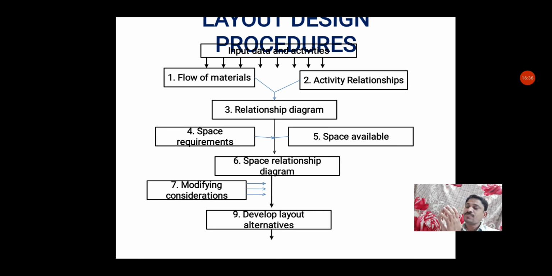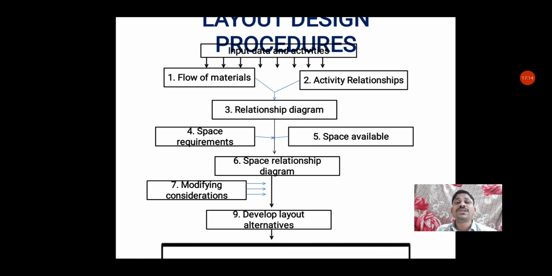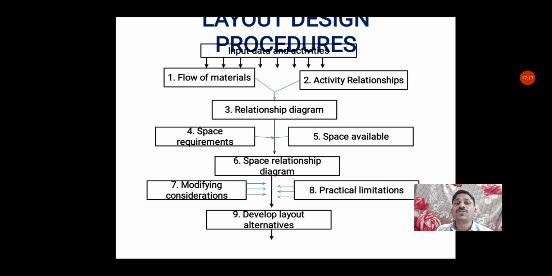For example, department 5 is to be adjacent to department 4, and sometimes you may be able to change this to the above also. You may consider that the department adjacent to department 5 will be department 3, and department 4 you will take to some other place, and department 3 you will take adjacent to department 5. That is one consideration of how you can modify this space relationship diagram. So you have to consider all such modifications, and also various practical limitations.